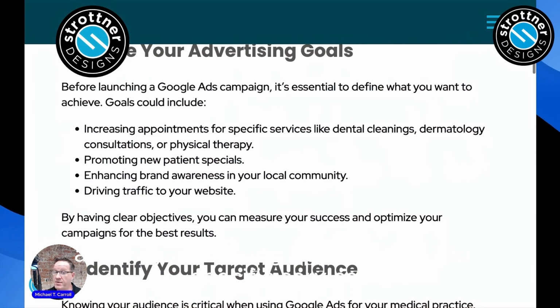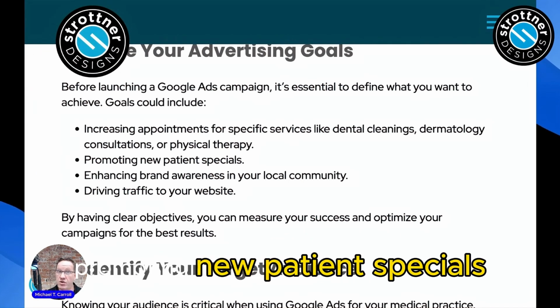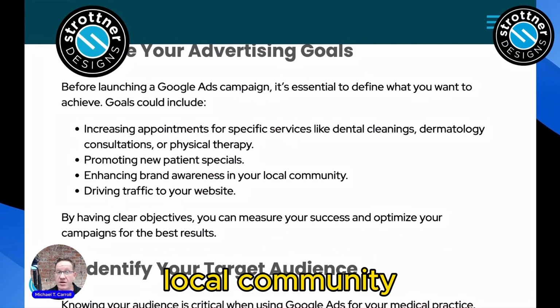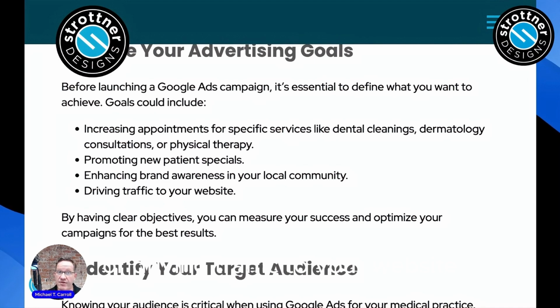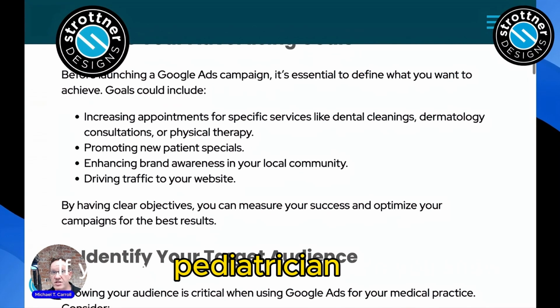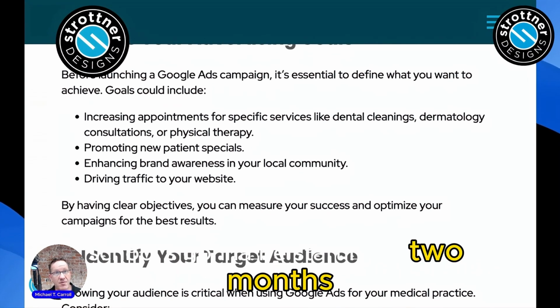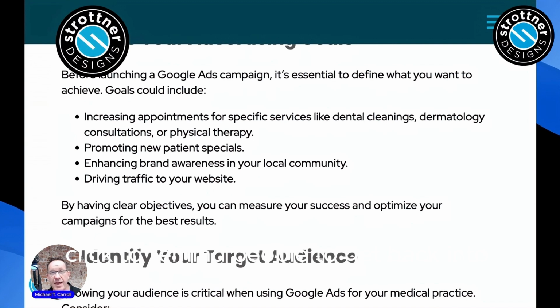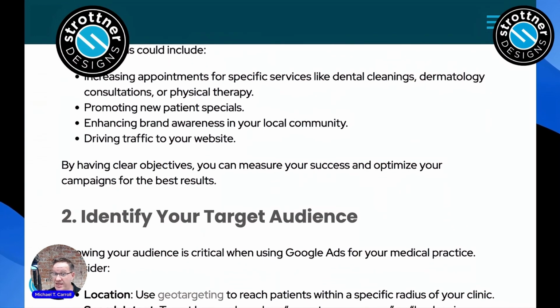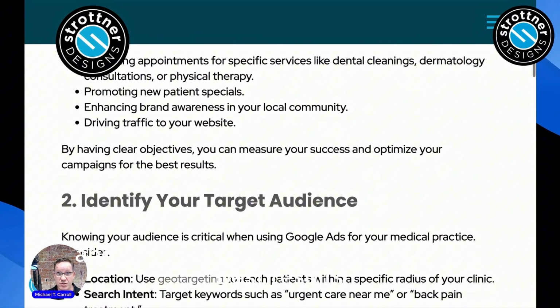Are they increasing appointments for specific services? Did you add a new piece of equipment at a dermatology practice? Promoting new patient specials, enhancing brand awareness in your local community, or driving traffic to your website? If you're a pediatrician and school's going to be starting in 2 months, perhaps you do some pay-per-click to remind people to get back into your office for their well checks and their immunizations and everything. So by having clear objectives, you can measure your success and optimize your campaigns for the best results.